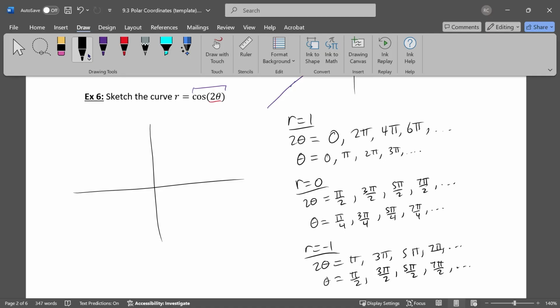The values when r is 1, 0, or negative 1, by looking at the angles and starting with 0 and moving up. But before I do that, I know that the largest value for r is 1. So I'm going to draw a circle with radius 1, a nice little dotted outline here. And now I'm going to draw dotted lines for the angles that I'm going to be drawing. So we're drawing 0. I'll leave out the angles on the quadrants, but then we're going to be drawing pi over 4, and we're going to need 3 pi over 4, and 5 pi over 4, and 7 pi over 4.